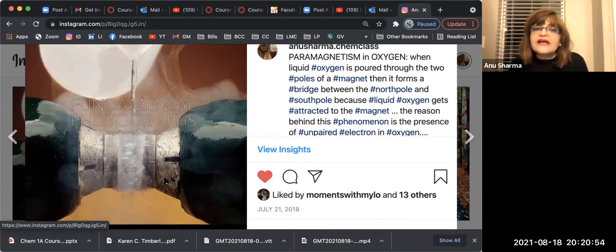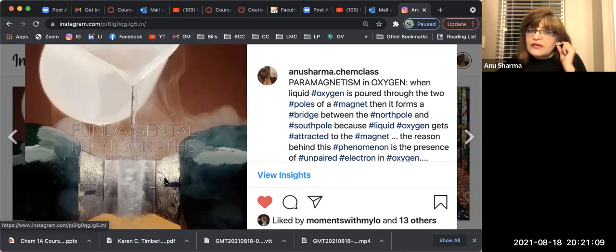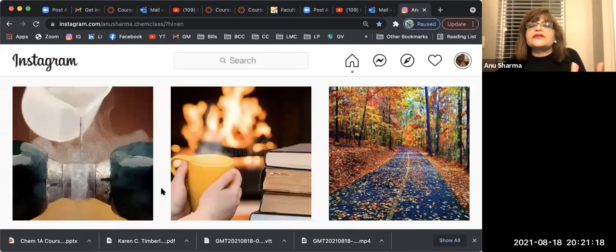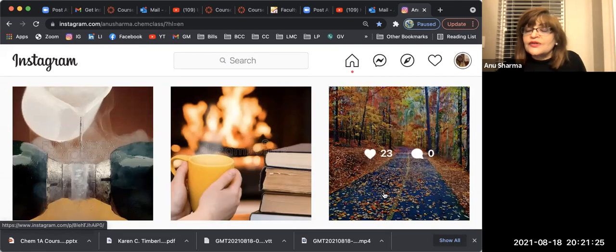On the other hand, if you take nitrogen in liquid form and pour it through the poles of the magnet, it doesn't get stuck. So why is this happening? The answer lies in molecular orbital theory. There are lots of theories in chemistry you will be studying, and these theories have the answers. And you'll go, okay, yeah, fine, that makes good sense. So this is the wonder of science.